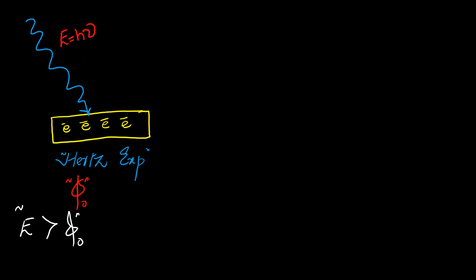Hertz observed that when a higher energy photon is incident on the surface of a metal, if the energy of the photon is greater than the binding energy of the electron, electrons are ejected from the surface of the metal. The ejected electrons are known as photoelectrons.